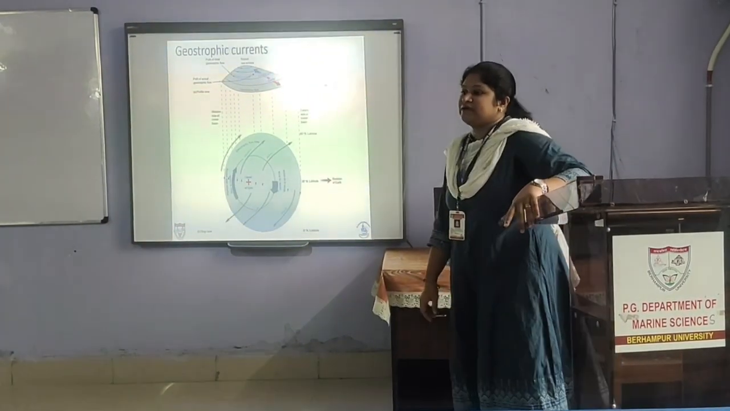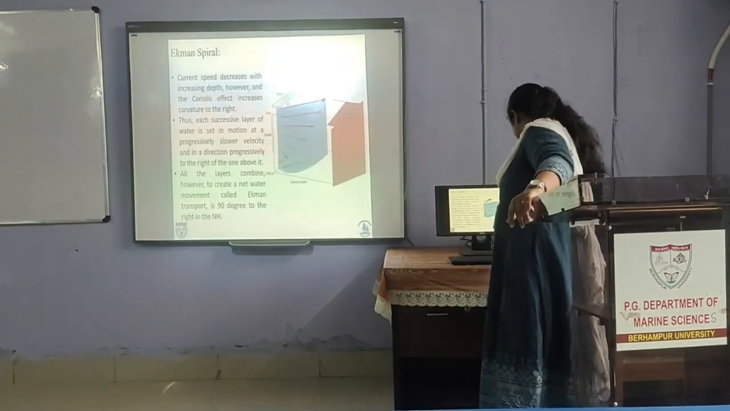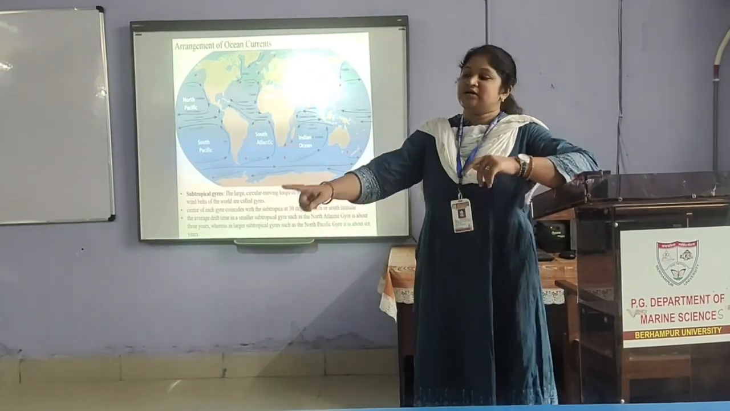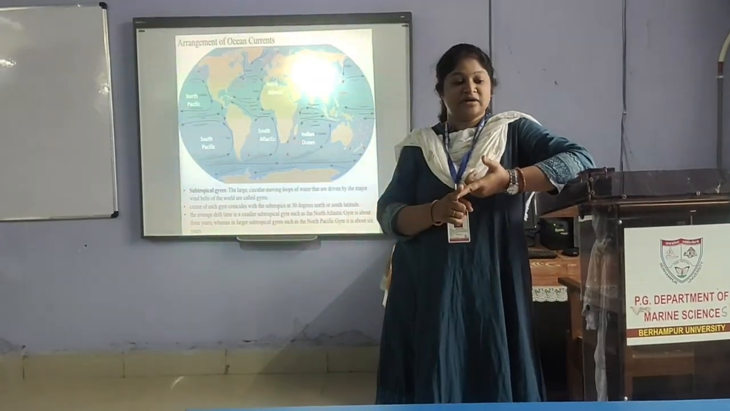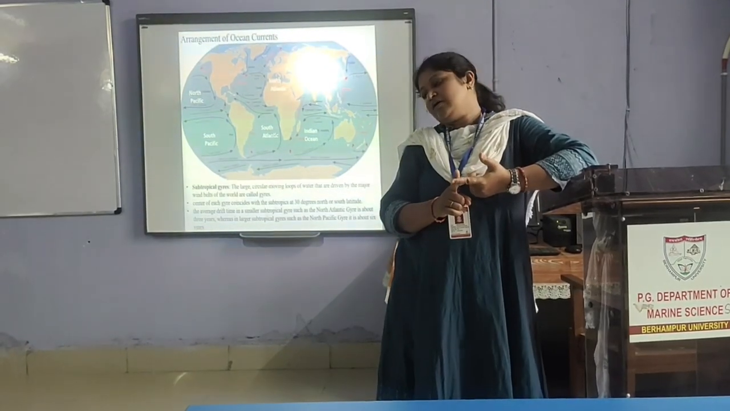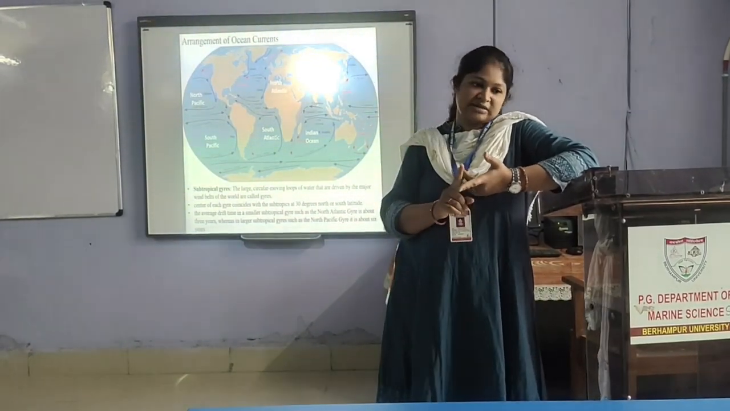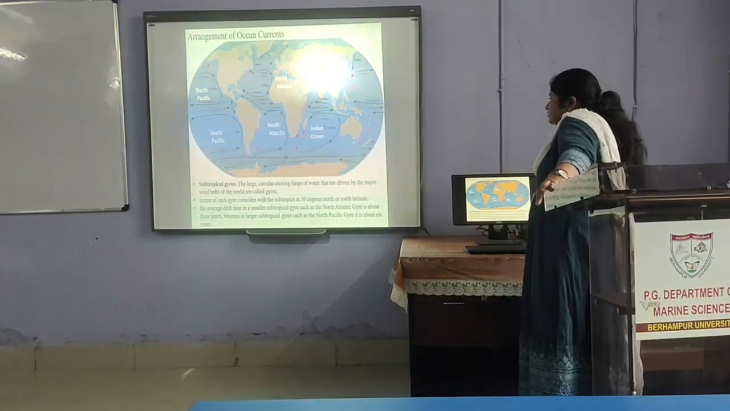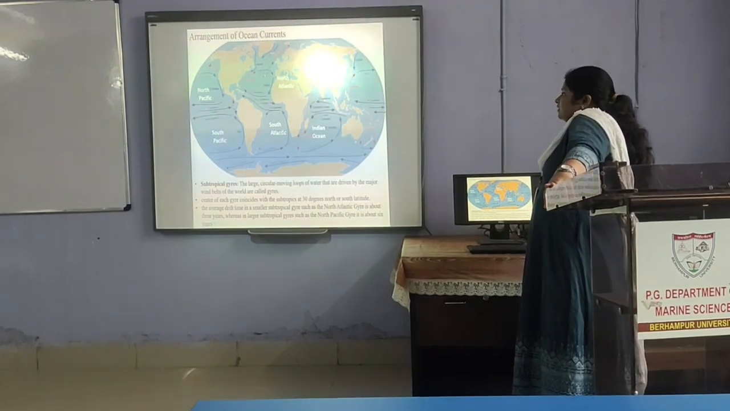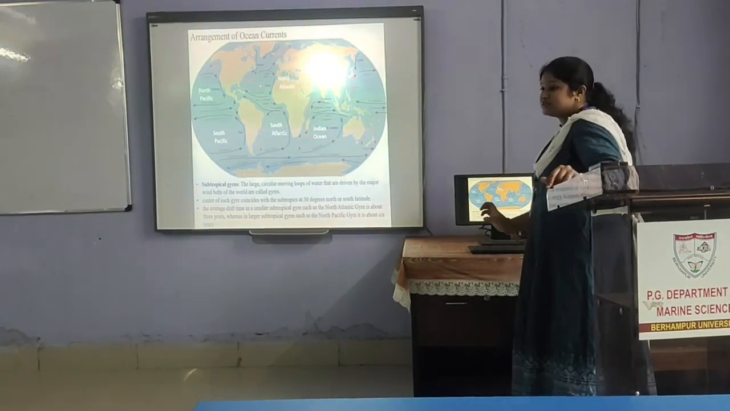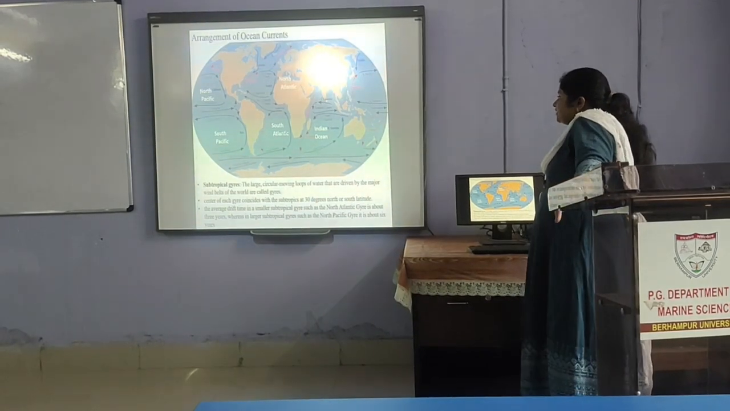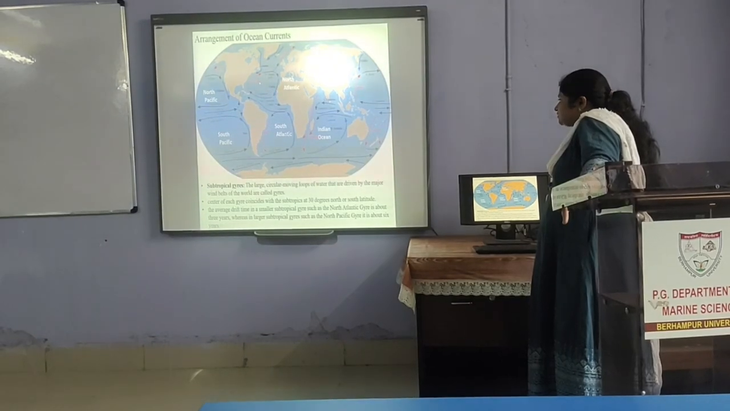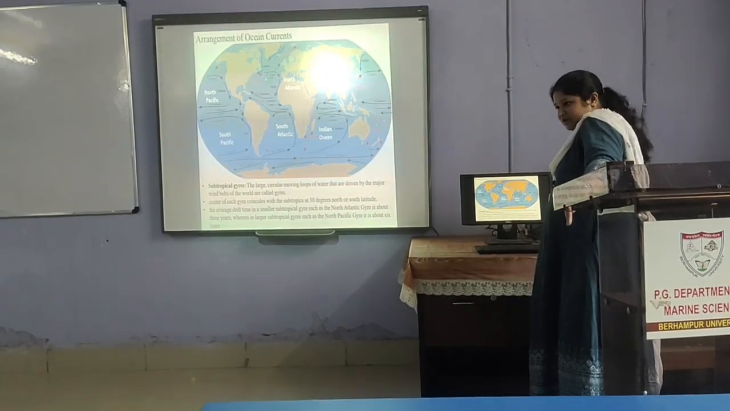Then the geostrophic current. See in this picture, subtropical gyres are present. We studied that because of the Coriolis effect, water masses deflect towards the right in the northern hemisphere. If we consider any gyre, see here, it will deflect towards the right. It deflects towards the right, again towards the right, and again towards the right.